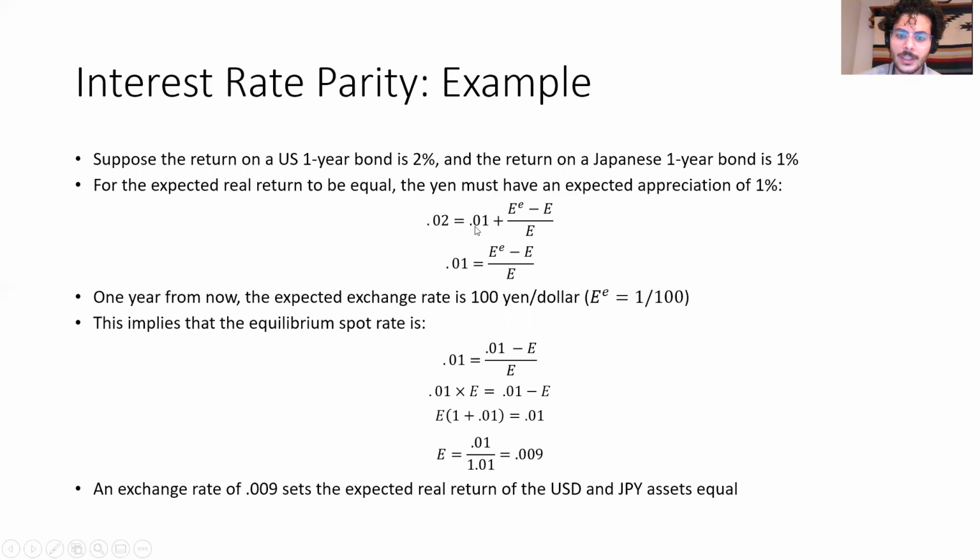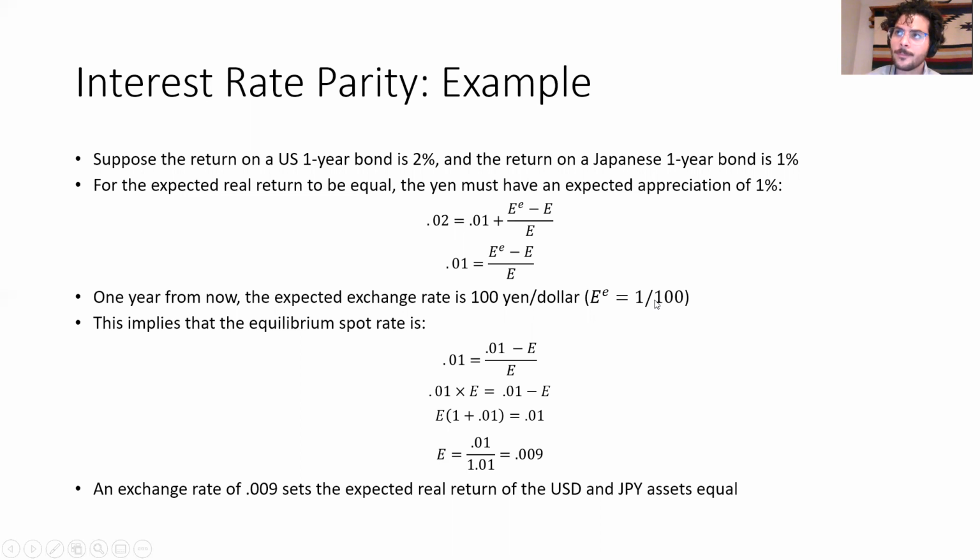So we can start with our condition here. On the left-hand side, we have the dollar interest rate. On the right-hand side, we have the yen interest rate plus expected appreciation of the yen. And this says that if we just set these two things equal to each other, and then we subtract 0.01 from both sides, the expected appreciation of the yen should be 1%. So we expect the yen to be 1% more valuable 1 year from now. So say 1 year from now, the expected future rate is going to be 100 yen per dollar. Or in other words, EE, and this is the direct exchange rate, this is going to be 1/100.